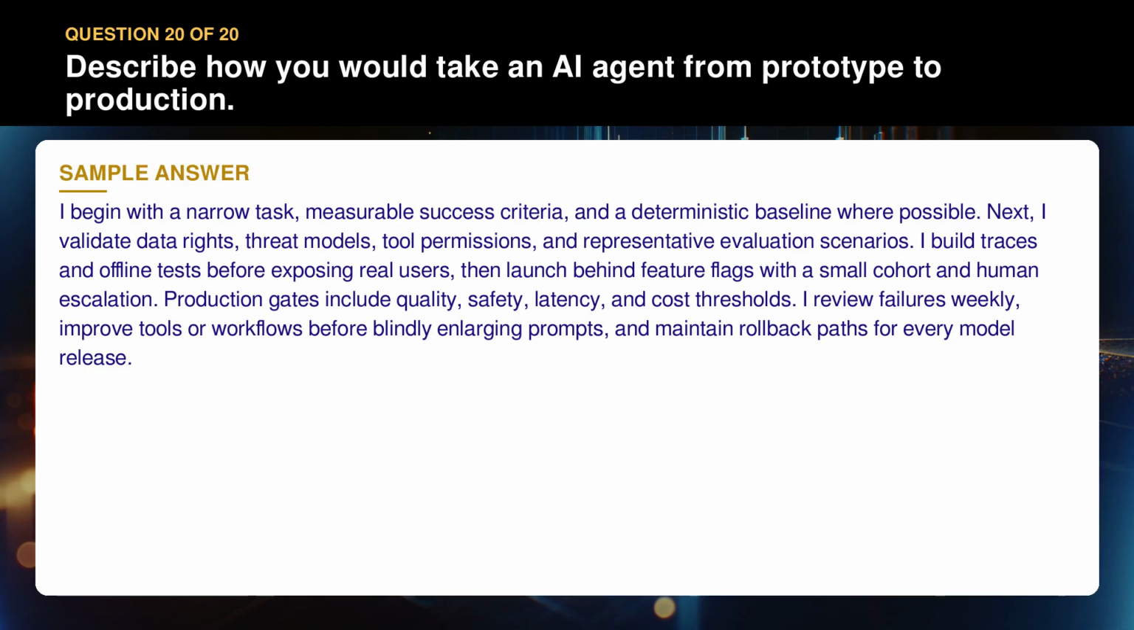I begin with a narrow task, measurable success criteria, and a deterministic baseline where possible. Next, I validate data rights, threat models, tool permissions, and representative evaluation scenarios. I build traces and offline tests before exposing real users, then launch behind feature flags with a small cohort and human escalation. Production gates include quality, safety, latency, and cost thresholds. I review failures weekly, improve tools or workflows before blindly enlarging prompts, and maintain rollback paths for every model release.